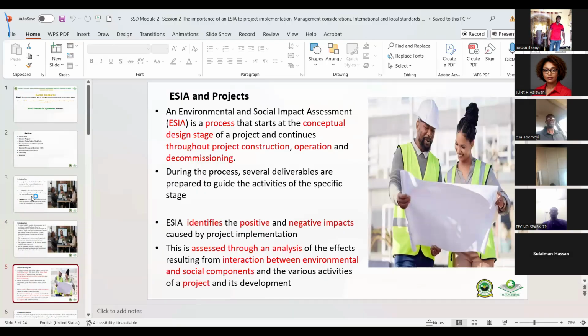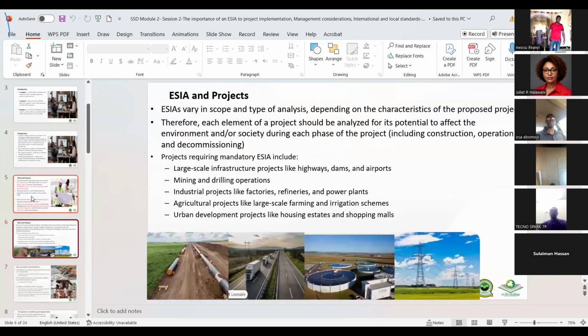So we talked about ESIA and project design. So we don't need to start defining this. We talked about ESIA identifying positive and negative impact caused by a project. This is assessed through an analysis of the effect resulting from interaction between environment and social component and the various activities of a project and its development. So these are some of the projects that we'll look at. And as a project manager, you put all this into consideration.